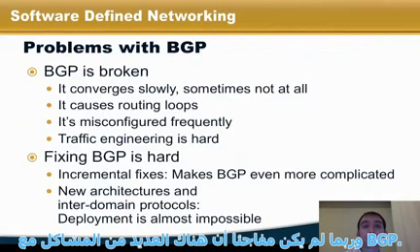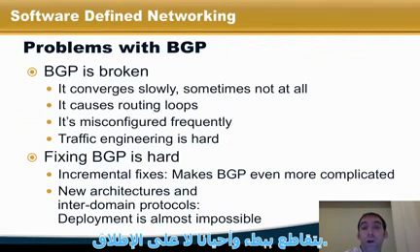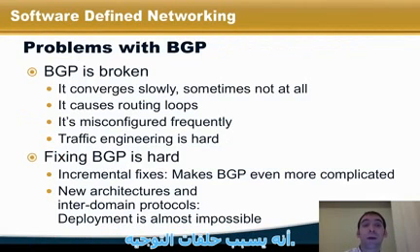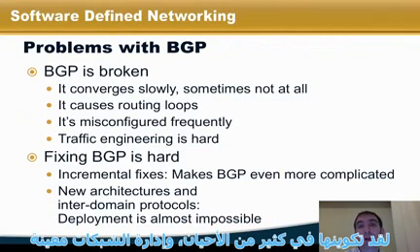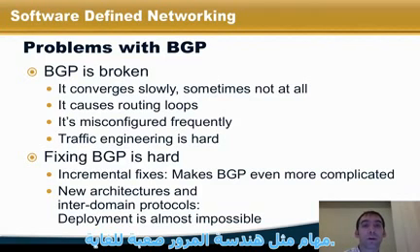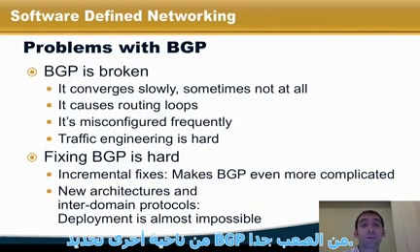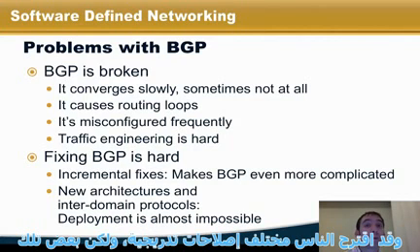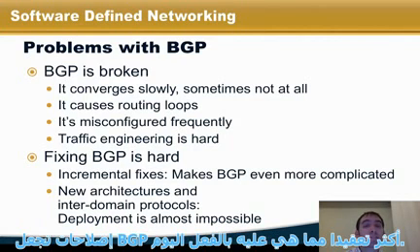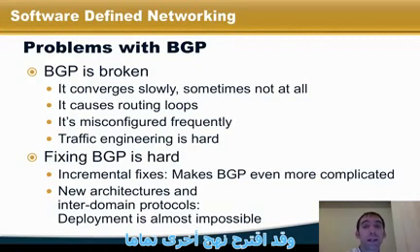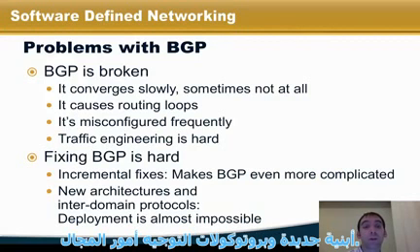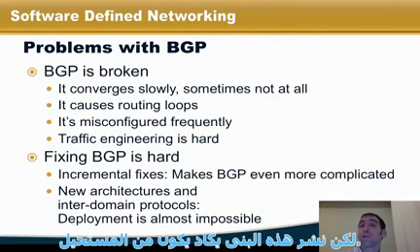It probably comes as no surprise that there are many problems with BGP. It converges slowly and sometimes not at all. It causes routing loops. It's misconfigured frequently, and certain network management tasks like traffic engineering are very difficult. On the other hand, fixing BGP is pretty hard. Various people have proposed incremental fixes, but some of those fixes make BGP even more complicated than it already is today. Other approaches have proposed completely new architectures and interdomain routing protocols, but the deployment of those architectures is almost impossible.